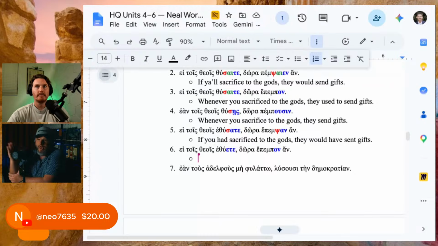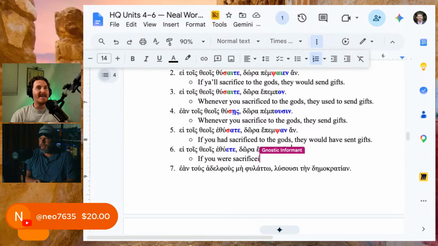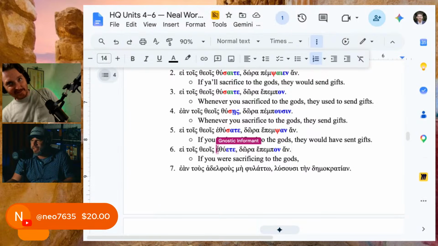E tois theois ethuite dora epempon on. Yep. So present counterfactual: if you were sacrificing. This is the trippy thing: it's like if you were sacrificing now, but you're using the imperfect, which is usually a form that represents the past. The tenses in Greek are fun. It's because it still has that epsilon augment there.